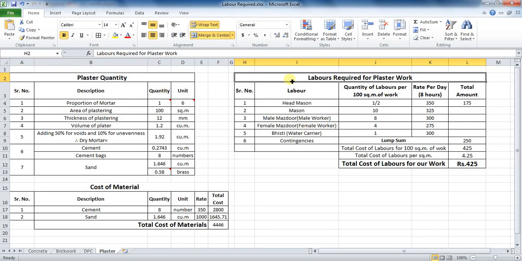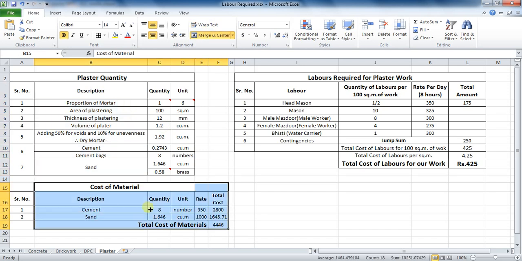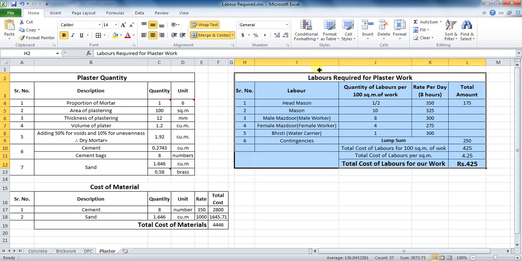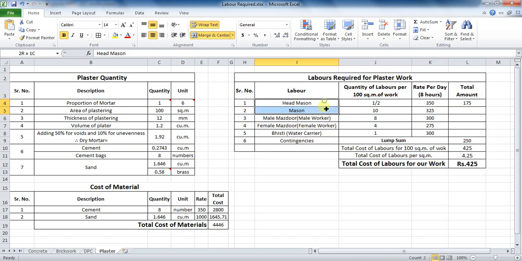In this tutorial, we are going to learn the process of estimating the number of labors required for plaster work in Microsoft Excel. The calculation of quantity of materials and cost of materials is already covered in my previous video of plaster work. As you can see here, I have already made the steps in Excel and I have calculated the quantity of labors. I will explain it to you in detail.